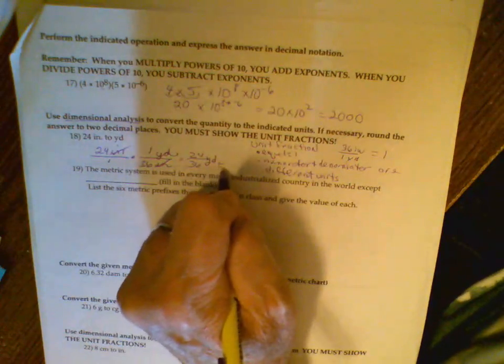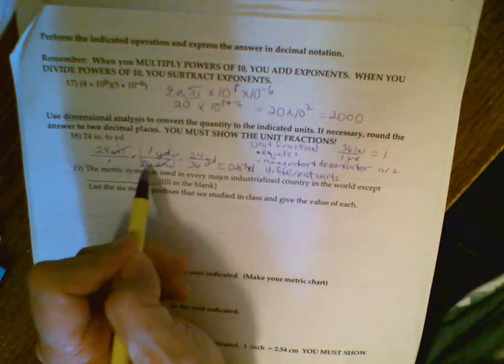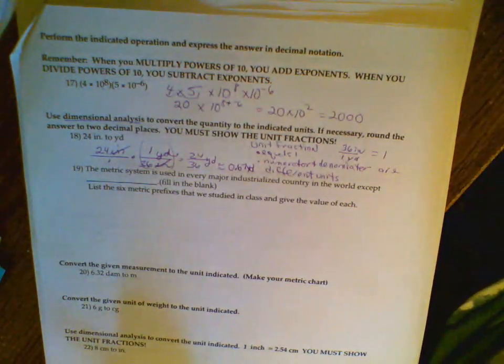They cancel out. So now that gives me 24 times 1, or 24 over 36 yards. And then what I'm going to do is divide that out and round to 2 decimal places, 0.67 yards. So this is called dimensional analysis, or using a unit fraction to convert.